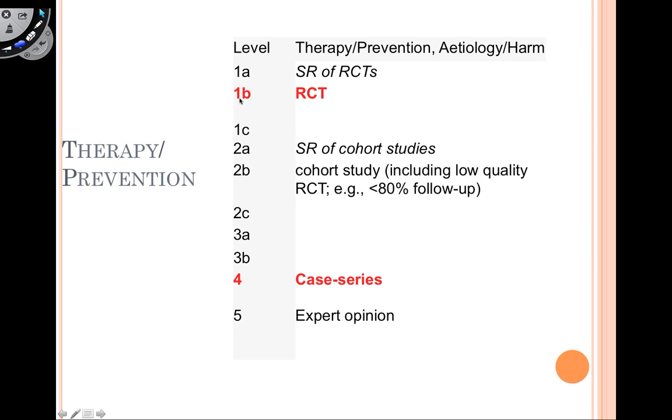So in summary, what we've done is taken a fairly complex column of the evidence-based hierarchy, the therapy, prevention, and harm column, and reduced it into essentially three different focuses: the randomized controlled trial, which is a 1B ranking, the cohort study, which is a 2B ranking, and a case series, which is a 4 ranking. And expert opinion should be relatively obvious to you.